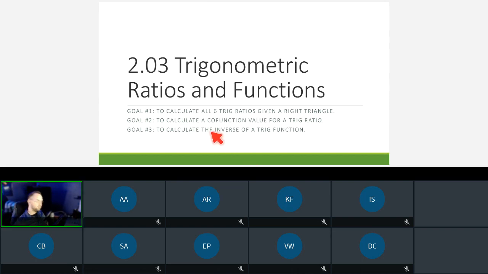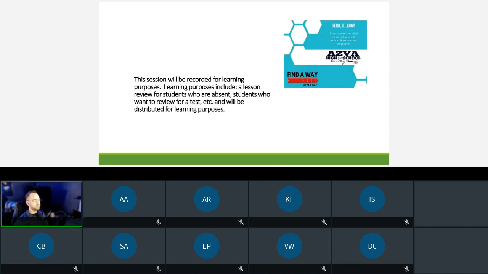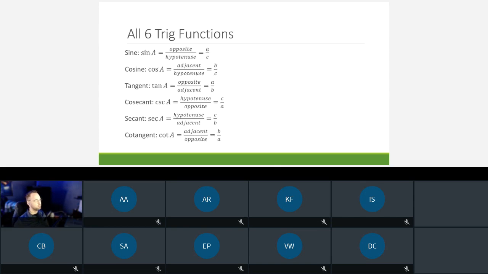All right, so this is day 1 of 2.03. We have 3 goals. So many, I'm not going to read them. But we're going to do trig ratios and some other fun stuff. We're being recorded as always. And here is the bell work with expanded.